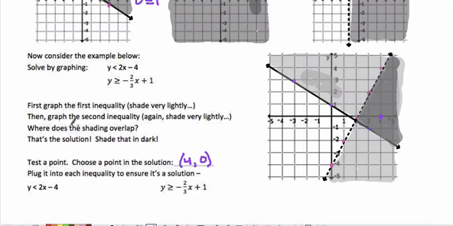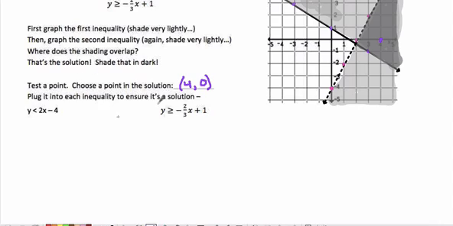And now we're going to see if it makes both of these true. Go ahead and try it for yourself. Plug in the 0 for y and the 4 for x, and do it for both of the equations here, and see if it makes them both true.